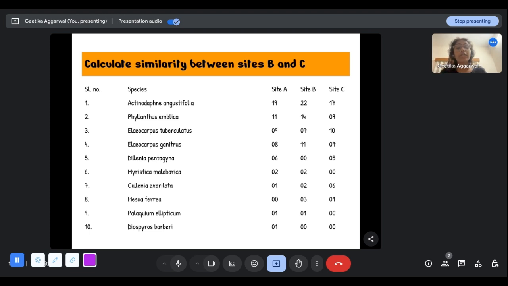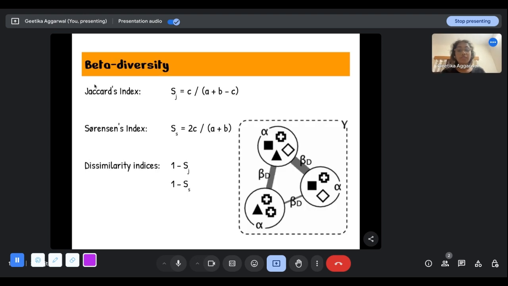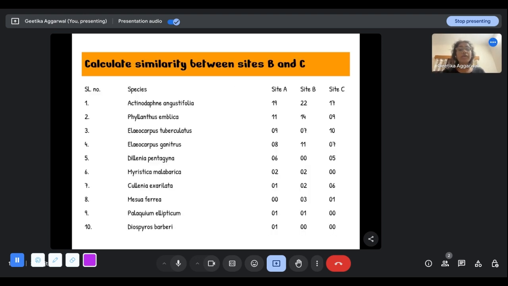Again, we have an example here, so you can calculate the similarity between sites B and C in this example and see what you get as an answer, and you can solve it for your own self, right? So mostly for this Jaccard and Sorensen's index, you actually just look at presence-absence data, so you do not need to take care about this 22, 14, and all of this. If there are certain individuals, you just take them as 1, and if there is nothing, you take that as 0.